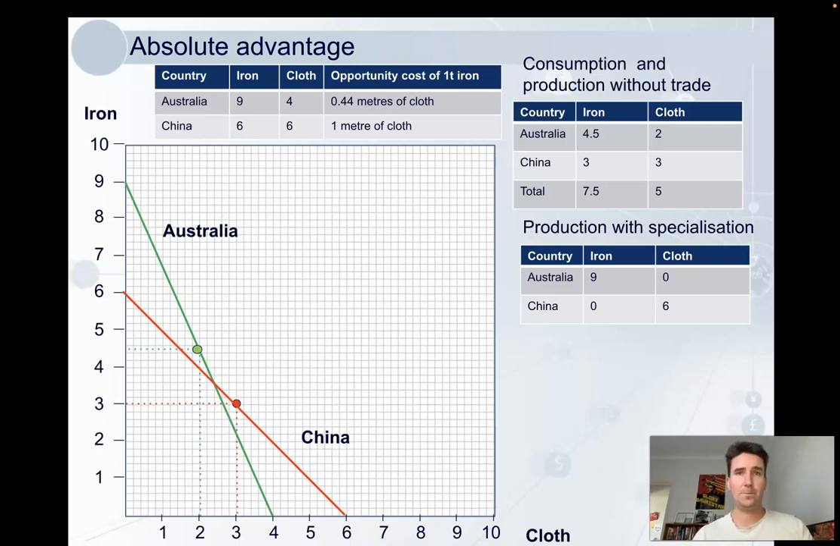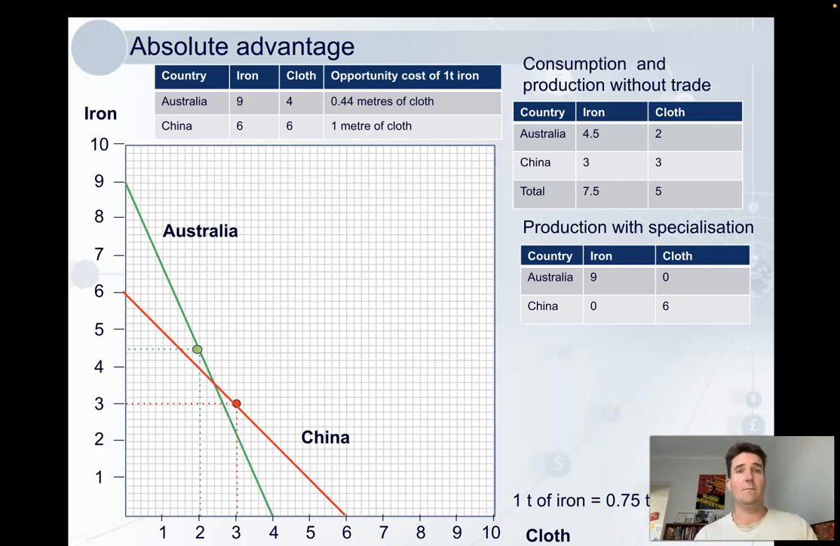How do they know how much to trade each good for? Think back to opportunity cost. Australia must receive more than 0.44 tonnes of cloth for a tonne of iron, otherwise they might as well make it themselves. And China needs to give up less than 1 tonne of cloth to get a tonne of iron. Why would they trade 1 tonne of cloth for 1 tonne of iron when that is their local opportunity cost? Doesn't make sense. We'll go somewhere in the middle and say that 1 tonne of iron equals 0.75 tonnes of cloth. Hopefully you can see it there behind my face.